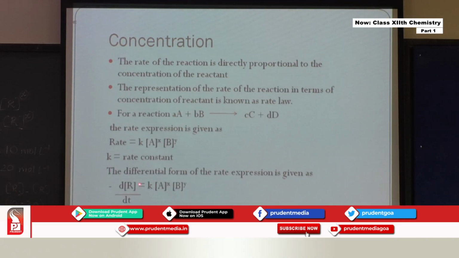here, the concentration of A is raised to x and the concentration of B is raised to y. The sum of x and y here is known as order of the reaction. So, this is the rate law expression. These are the concentrations of the reactants A and B. Sum of x and y is going to be equal to order of the reaction, which is given as n.